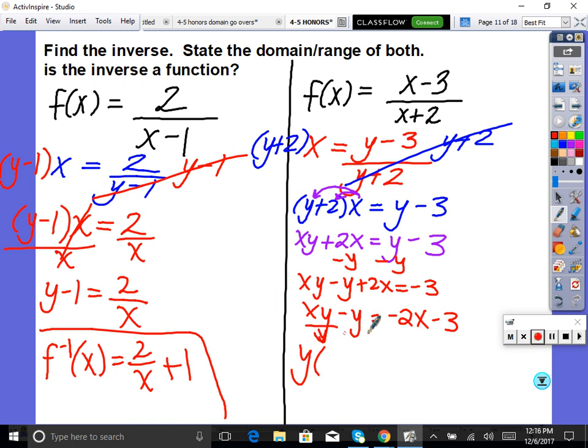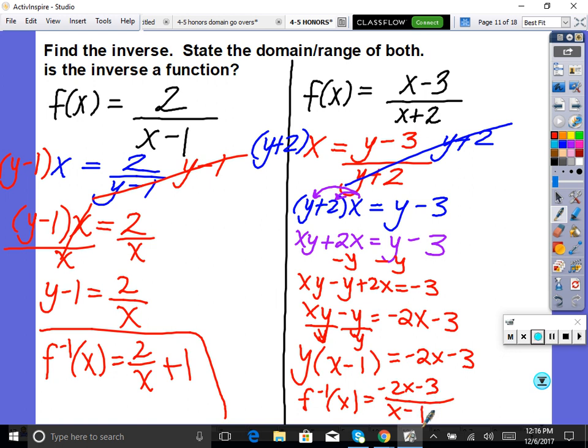So then divide by the other factor, what's left? And that's equal to negative 2x minus 3. What's my last step to get y alone? So we have f inverse of x equals negative 2x minus 3 all over x minus 1. Hallelujah that that's over. Questions? So here's the rule. If you have two y's and you have to solve, get all the y's on one side, everything else on the other side, and factor out a y.